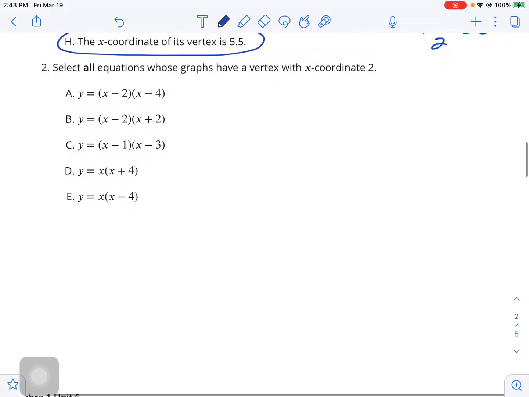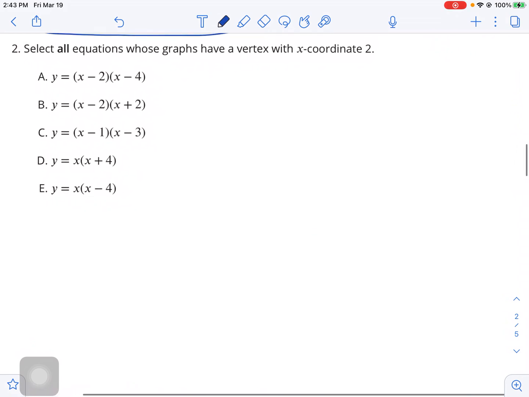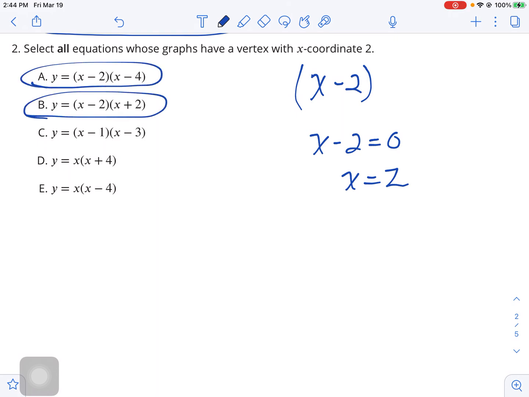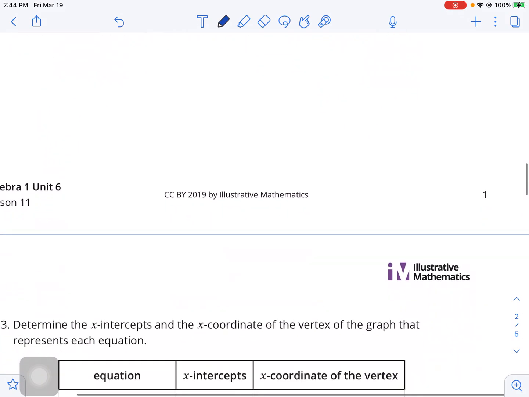Number 2, select all equations whose graph have a vertex with x-coordinate 2. So if there's an x-coordinate of 2, it means that there must have been a factor of x minus 2, because when I set that equal to 0, I get x is equal to positive 2. So we're just going to look for those that have a factor of x minus 2. So the first two do, and that's it for that one.